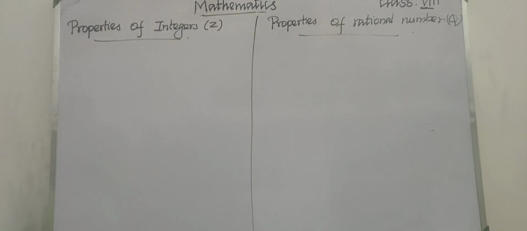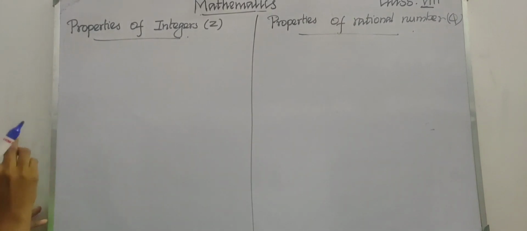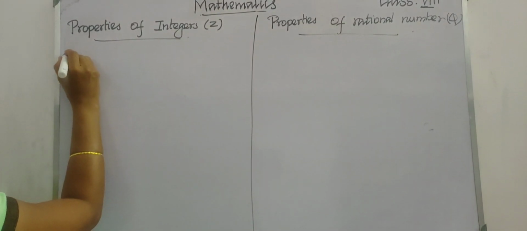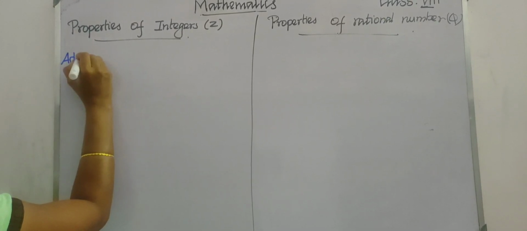Okay, all these properties you may have learnt in the smaller classes. Okay, so today we are going to learn only about closure property and commutative property. Okay children. So closure property means, if you are adding, okay, first of all addition, let us learn about the closure property of addition.